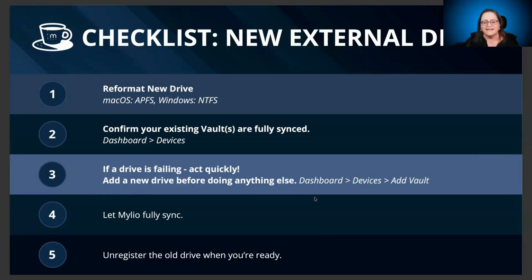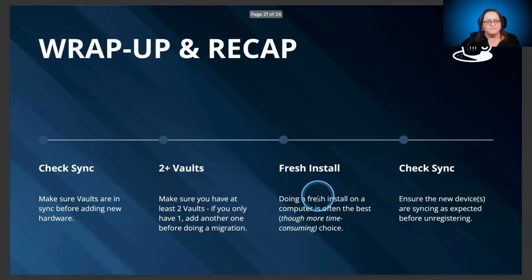Let Mylio fully sync, and then if you are retiring one of those drives, unregister it when you're ready. So just to recap here: check your sync. Make sure you have at least two vaults. If you're getting a new computer, do a fresh installation of Mylio. And again, at the end, before you unregister anything, check the sync.